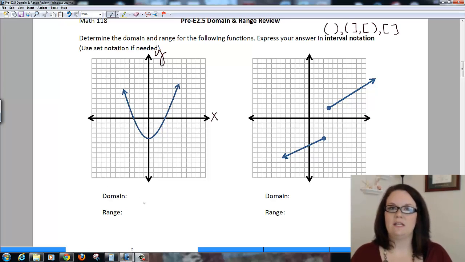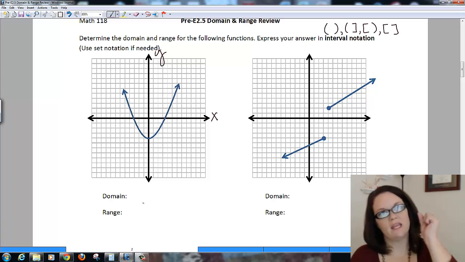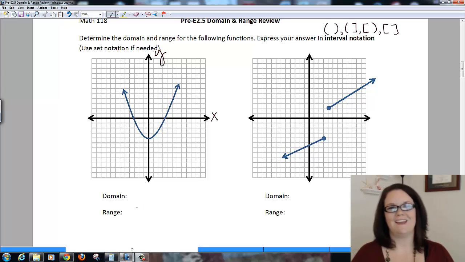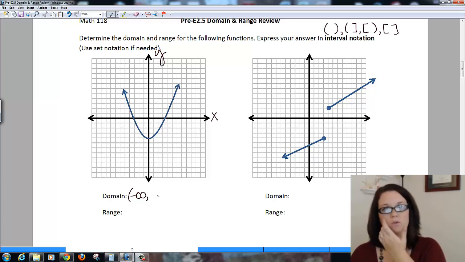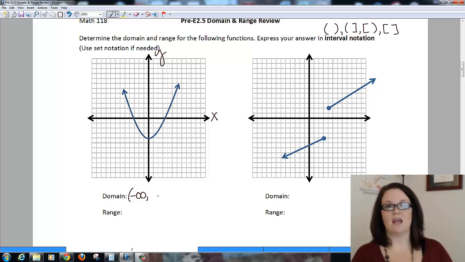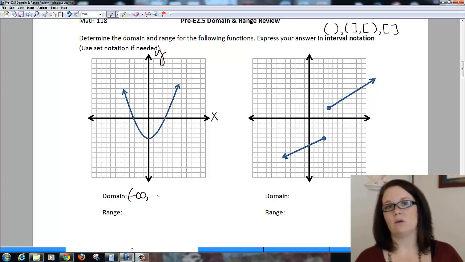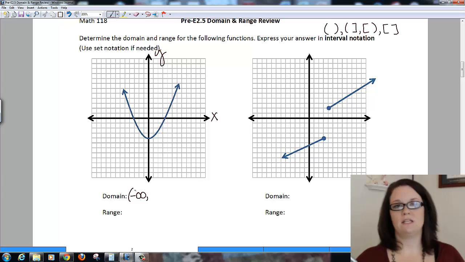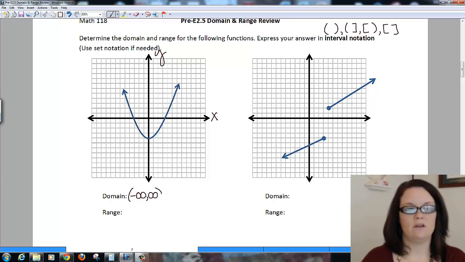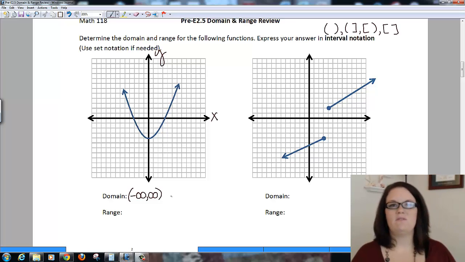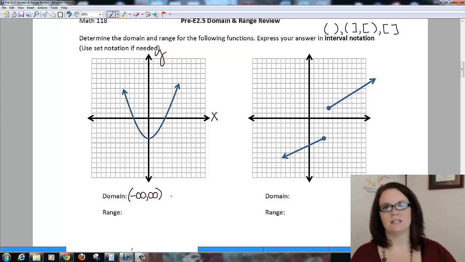Now, because -infinity is not an actual number that we could say equals -infinity, we always use a parenthesis with -infinity and +infinity. So here, the furthest to the left I can go is -infinity, and now I look in the right direction. To the right, same thing, I have an arrow. So no matter how far out I go on my x-axis, I'll always be able to trace it up and find a point on this graph. So this one goes from -infinity to +infinity. And an infinity symbol, if you haven't seen it before, is like a number 8 that's laid on its side.